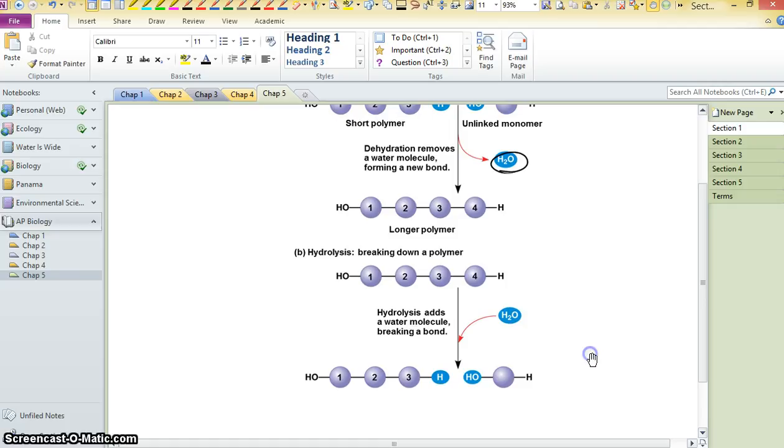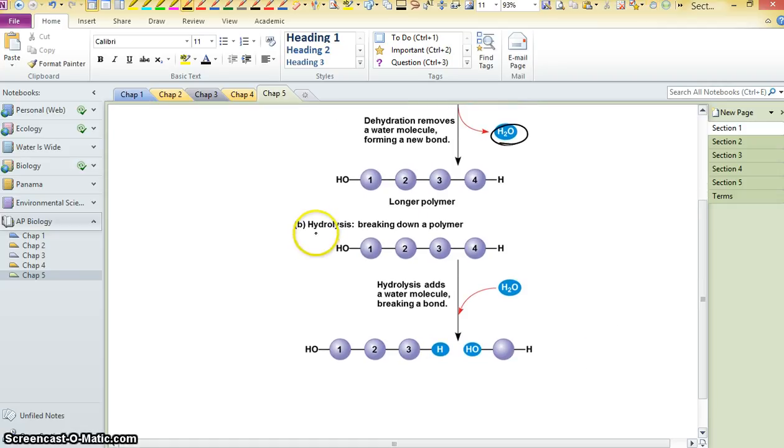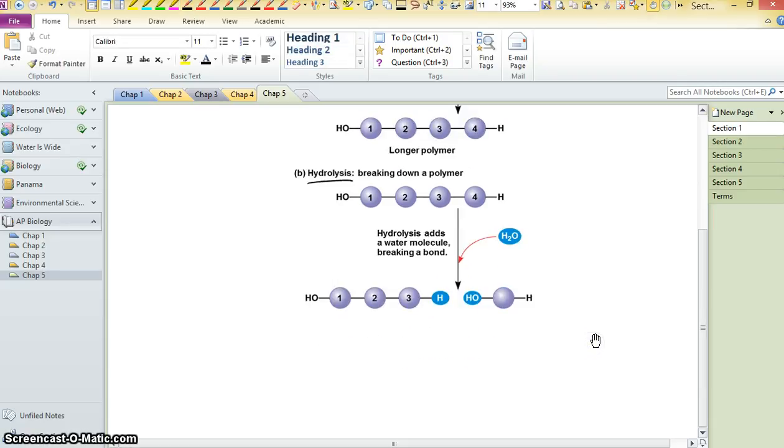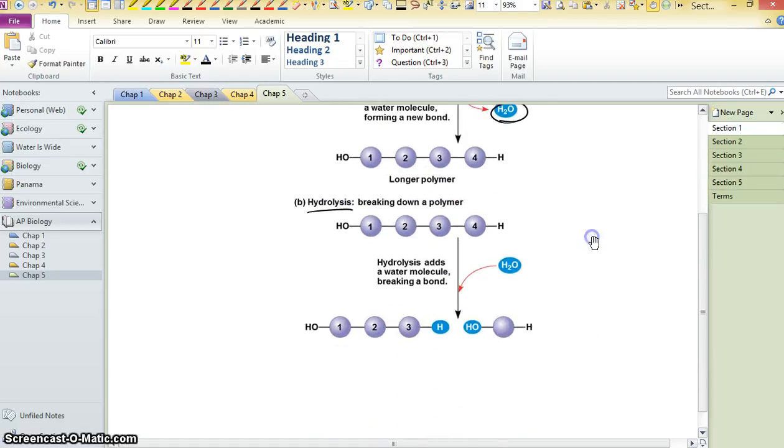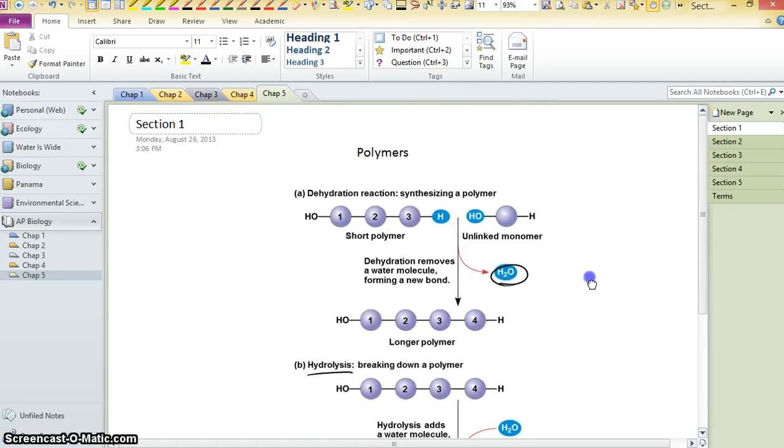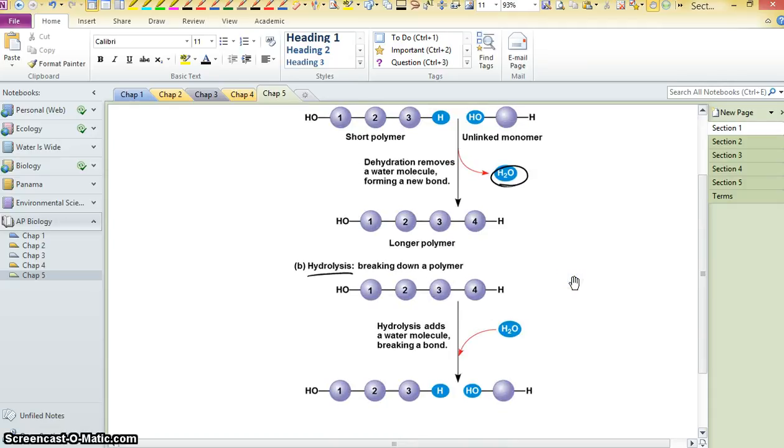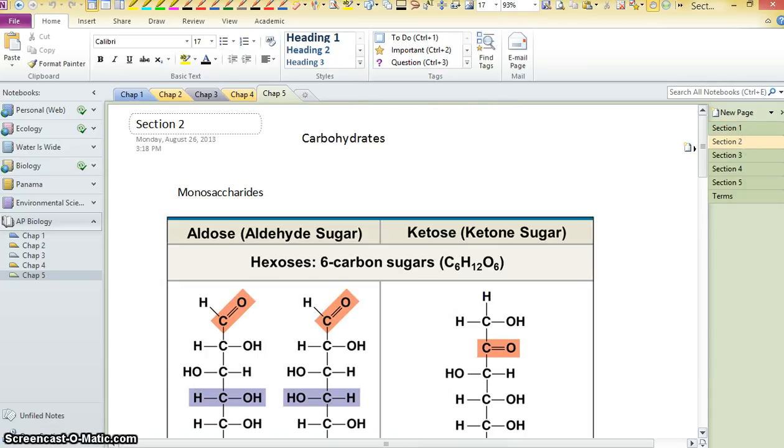To break them apart, you do the opposite. You do a hydrolysis. Lyse means to split, so we split with water. We're going to add water and break apart that polymer. So, dehydration synthesis and hydrolysis reactions are the way we put together and take apart these polymers.